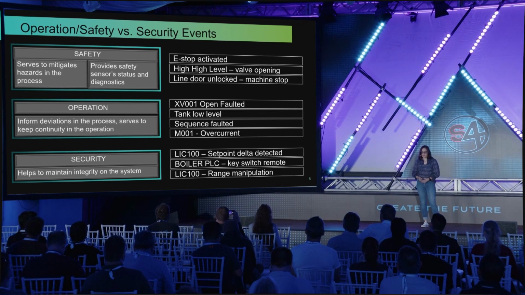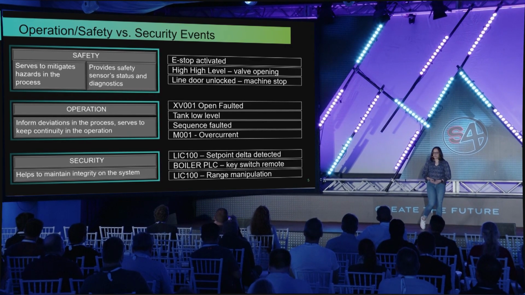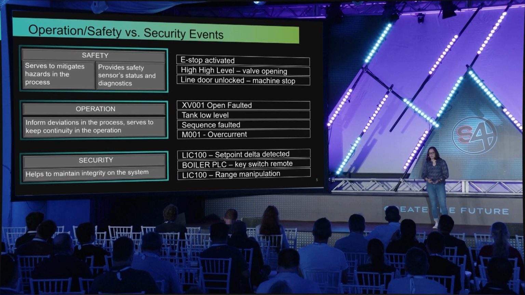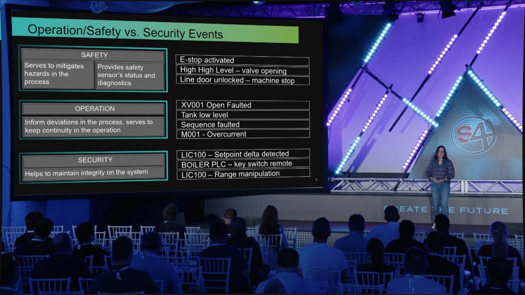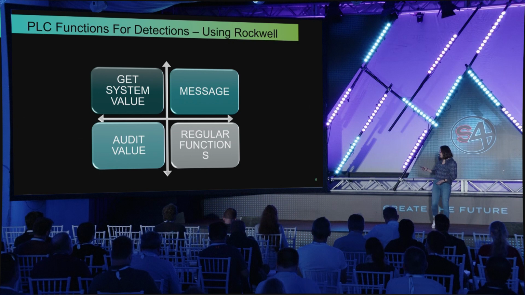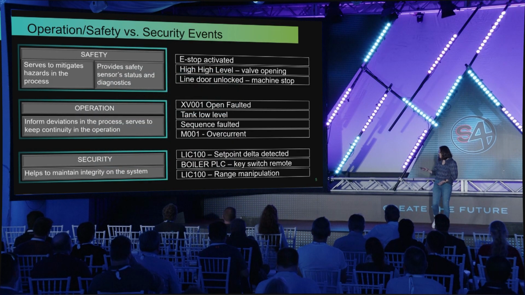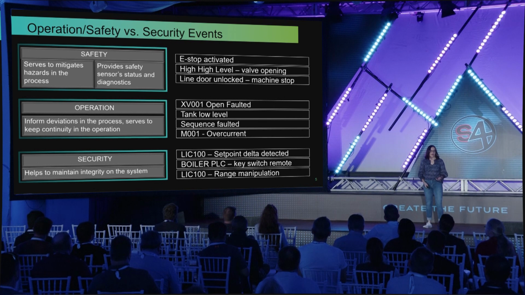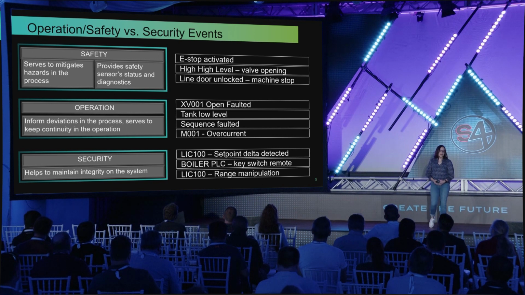So here are just examples. If you have safety, for example, that means you can have an e-stop activated. If you see, for example, in a process line that it's not working, the first thing you will see is the e-stop activated. That means that somebody pressed the push button. And then we also have high level, valve opening, or high pressure, and that is when the SIS is coming in. And also we have operation, for example, an open fault.